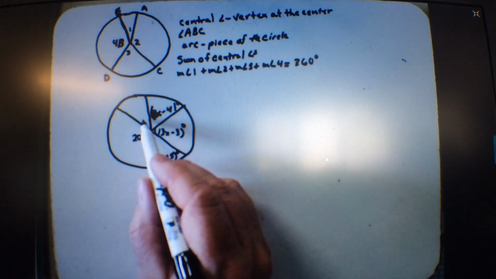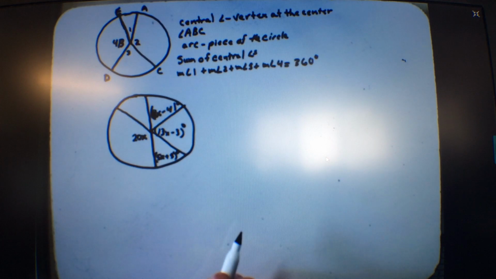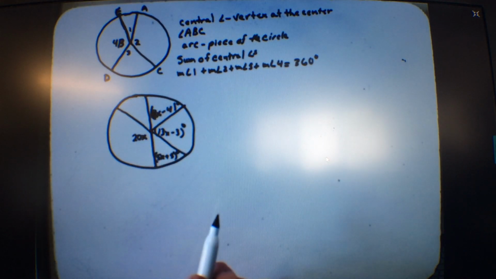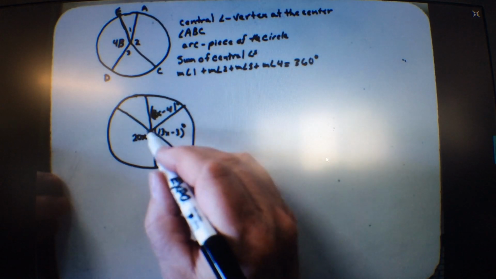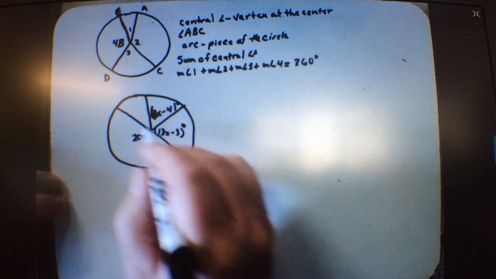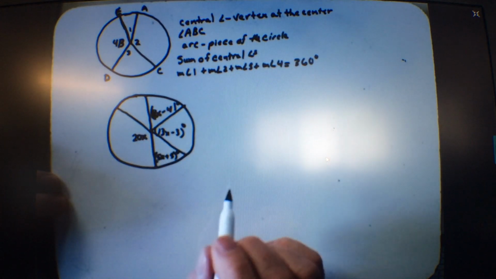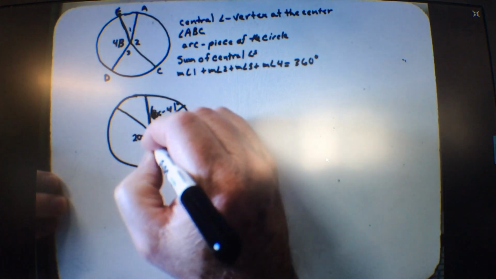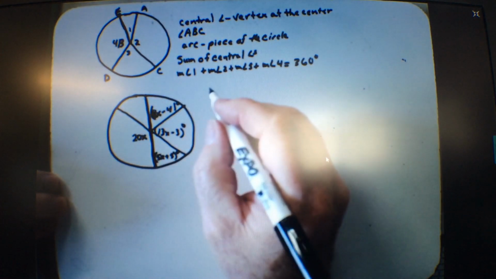But I don't know this one. Can you add them together and then subtract them from 360? You could, but that would just give you that one. Can you just put x in for that? No, they're not vertical angles. This one's a little off. That's a great question. If these two were vertical angles, then you could do it with this one and this one.